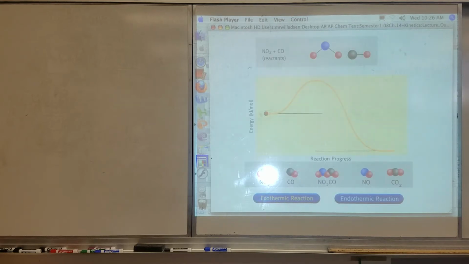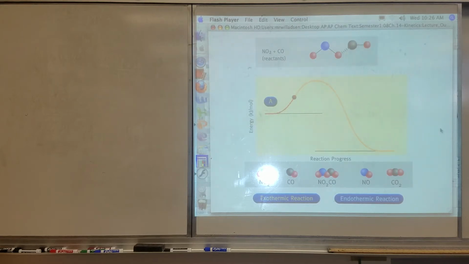This is an energy profile for nitrogen dioxide, NO2, reacting with carbon monoxide, CO, producing nitrogen monoxide, NO, and carbon dioxide, CO2. Click on each of the regions, A, B, C, or D, as they appear to view the molecular changes that occur during each stage of this reaction. So recognize this is an exothermic reaction because we see the products here are lower in energy than the initial reactants we started with.